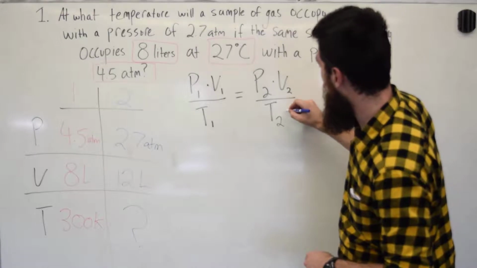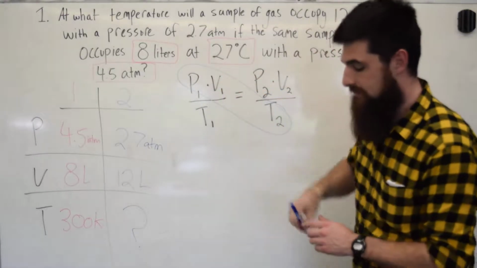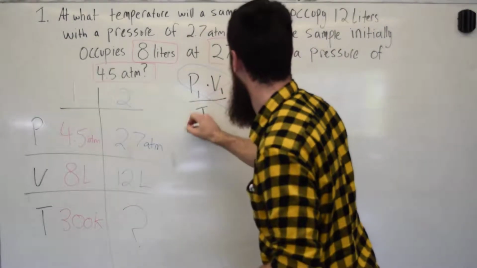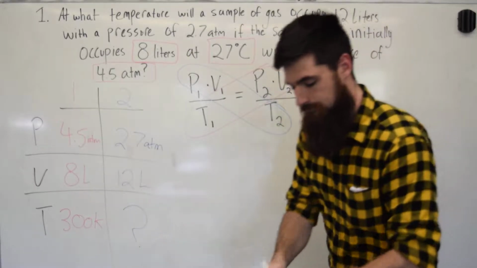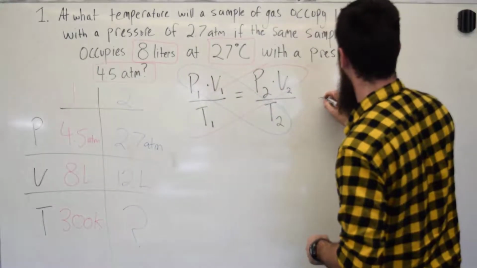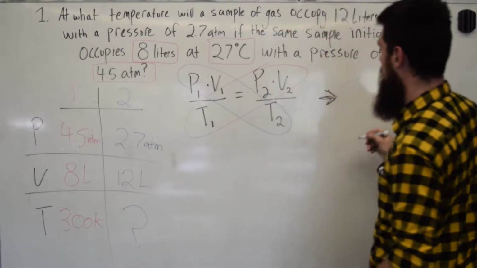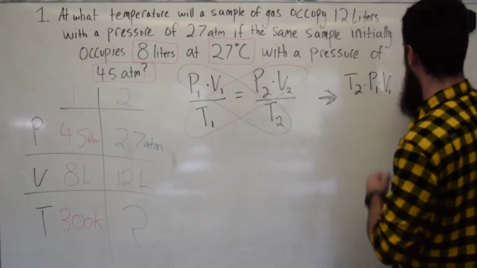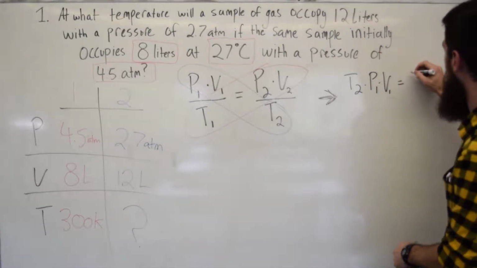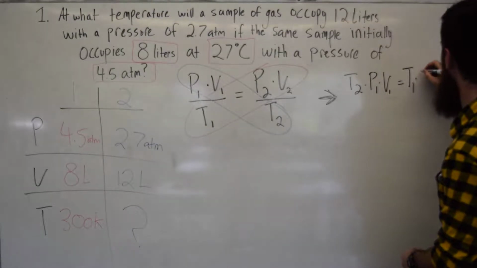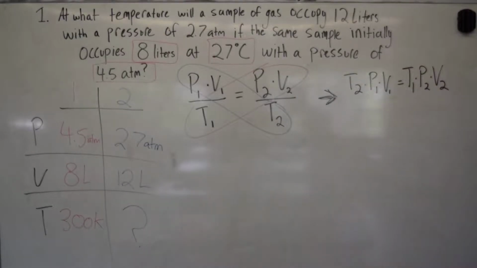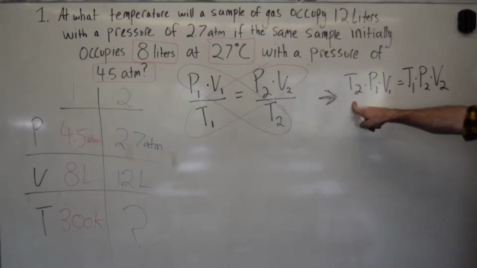I'm going to multiply these together, and I'm going to multiply these together. That should give me T2 times P1 times V1 equals T1 times P2 times V2. Can you see that? Is that too far off screen? Nah, perfect. Okay? Great, so now we got these on top.